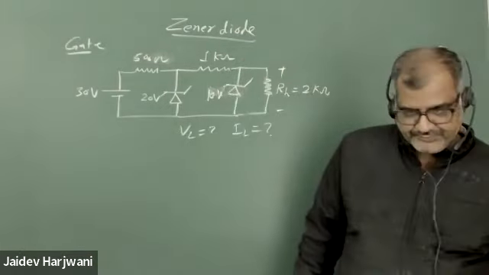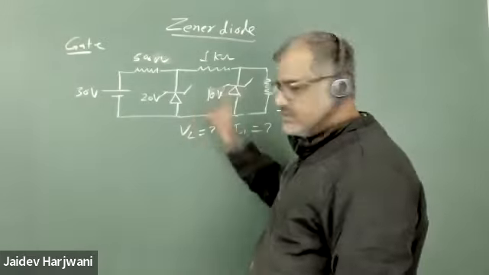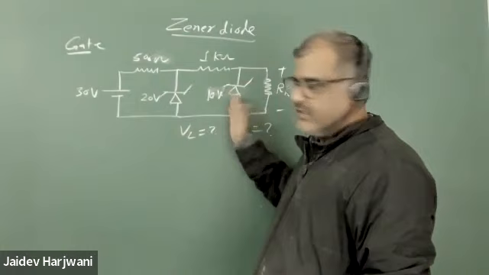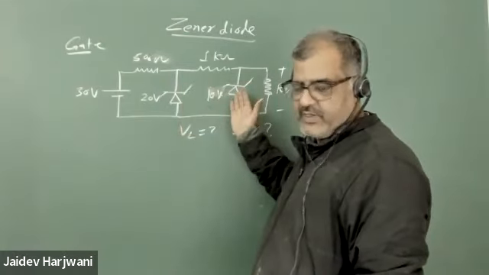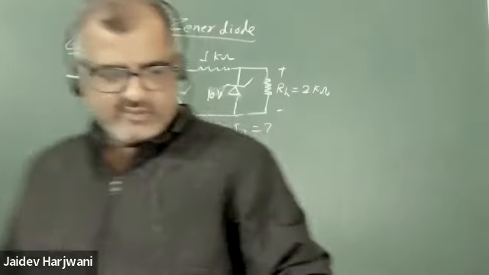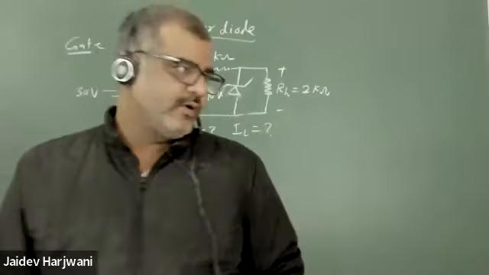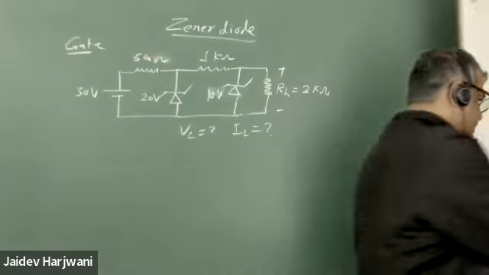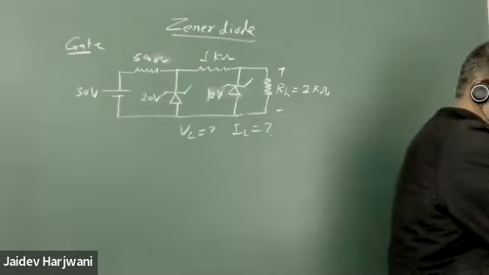Now there are two diodes, both may be open, both may be conducting, one may be conducting and the other open, or this may be conducting and this open. So there are four cases. We have to make sure of all four cases whether they are true or not. Just give me 1 minute.